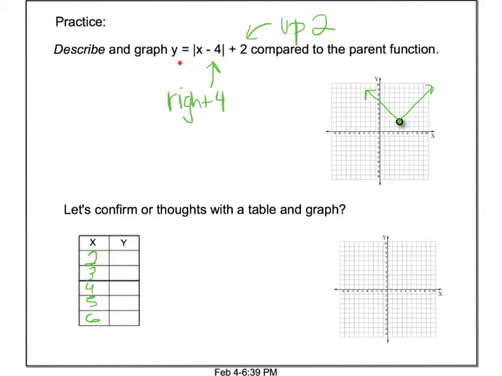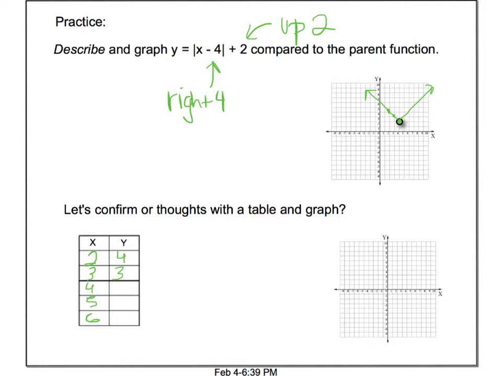Putting 2 into my original equation, 2 minus 4 gives me 2. It's really a negative 2, but I took the absolute value of it. And 2 plus 2 is 4. Exactly where my absolute value graph is. Putting in a 3. 3 minus 4 is a negative 1. Its absolute value is a positive 1. And 1 plus 2 is 3, right where that point is. Go ahead and finish to prove it to yourself.